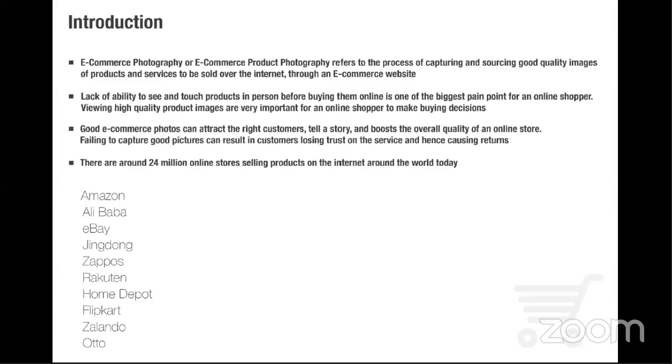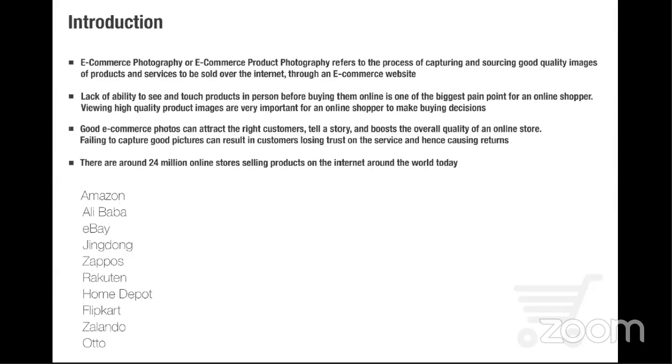The responsibility of an e-commerce photographer would be to shoot high quality images which can tell a story, which basically needs to explain the entire product in a visual sense, which in return will boost the overall quality of the online store. Let's say you are shooting for an XYZ e-commerce company, you are expected to shoot the best quality images so that it not only helps in the sales of the company, but also ensures the entire user interface, the entire look and the entire appeal of the online store is uplifted.